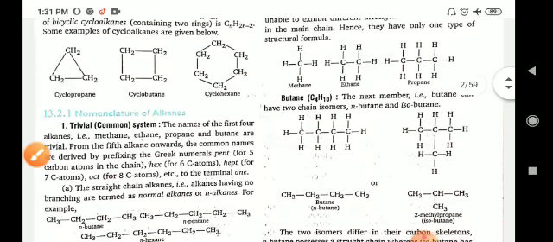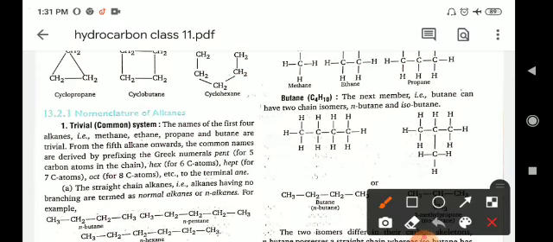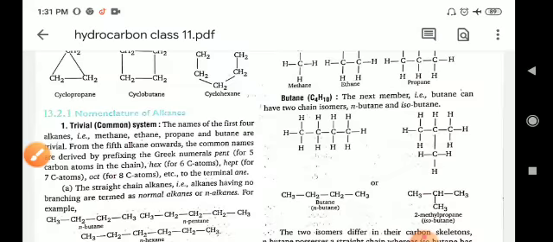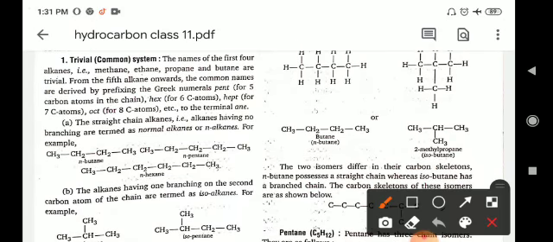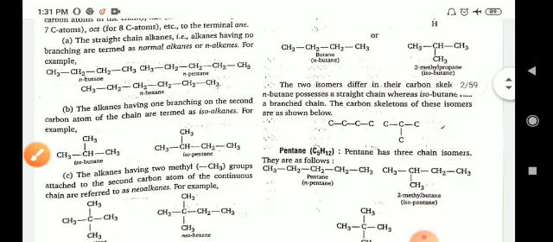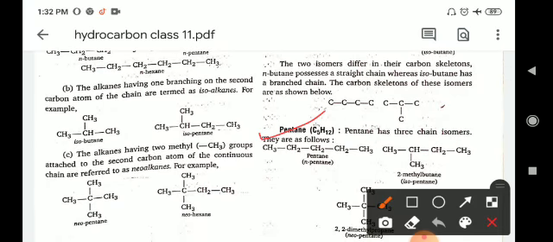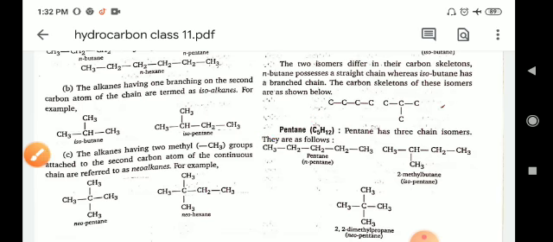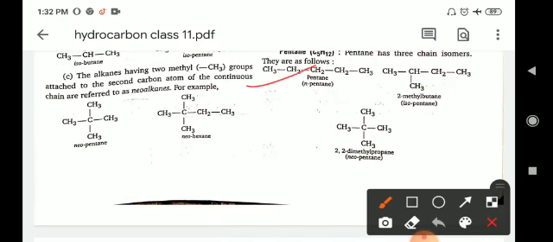Now come to butane. Butane exhibits 2 types of isomers, one is n-butane and the second is isobutane, 2-methyl propane. So it exists in 2 isomeric forms. In these 2 isomers they have the same molecular formula but different structures, so they are chain isomers of each other. Now another example, pentane. Pentane has 3 chain isomers possible. First is normal pentane, second is 2-methyl butane or isopentane, and third is 2,2-dimethyl propane or neopentane.